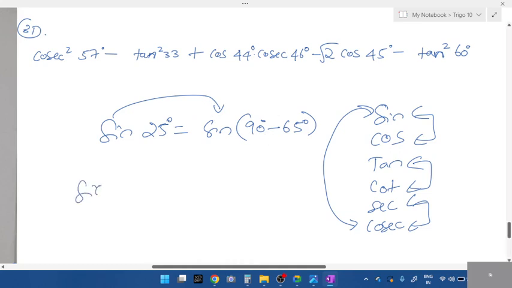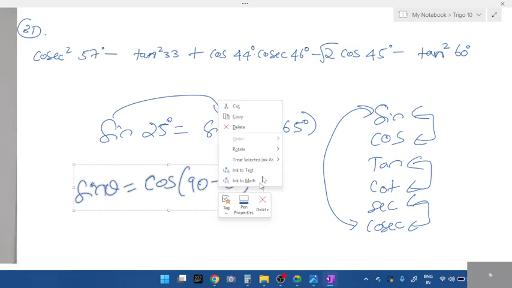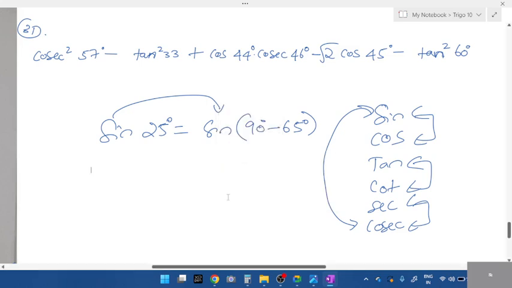The formula for this: what is sine theta? Sine theta is equal to cos of 90 minus theta. But this is not something we use that much. Only one question. I'll tell you how to solve this. Sine 25, write it like this. Keep sine as it is, 90 minus 65 degrees. So that is equal to.